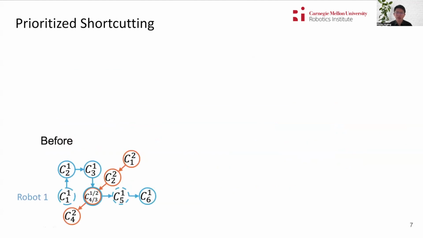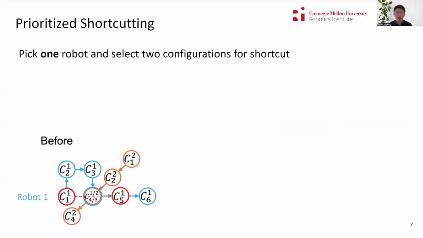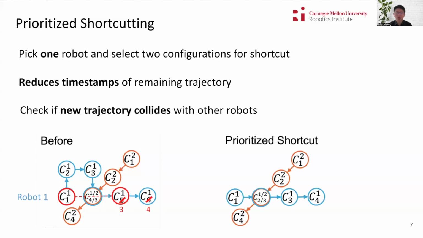Alternatively, prioritized shortcut randomly picks a single robot and treats the other robots' trajectories as moving obstacles. It first selects 2 configurations, reduces the timestamps of the remaining trajectory, and checks if the new, shorter trajectory collides with the other robots from the start of the endpoint to the end of the trajectory. If not, the shortcut becomes valid.